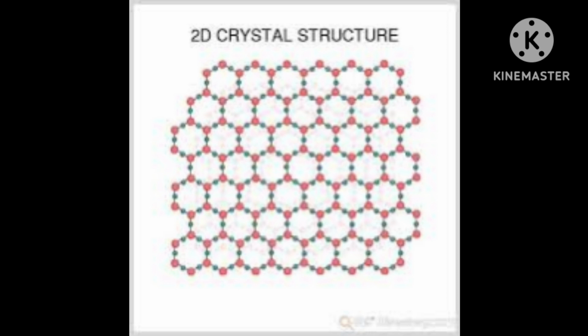Non-polar is soft, polar is also soft. Hydrogen bonded solid is hard. And what about electrical conductivity? All three are insulators. That means non-polar is an insulator, polar is also an insulator, and hydrogen bonded solid is also an insulator.